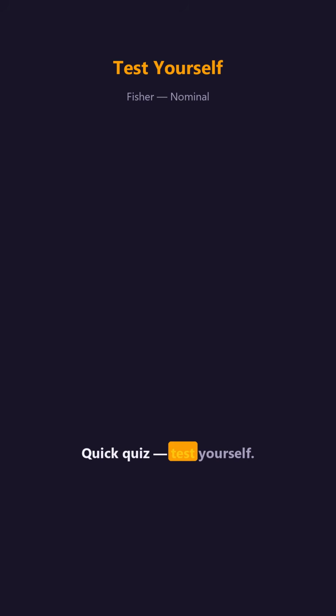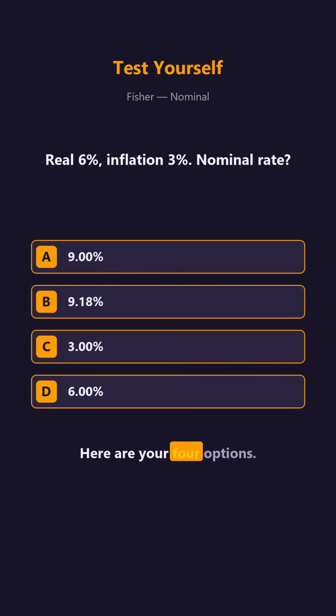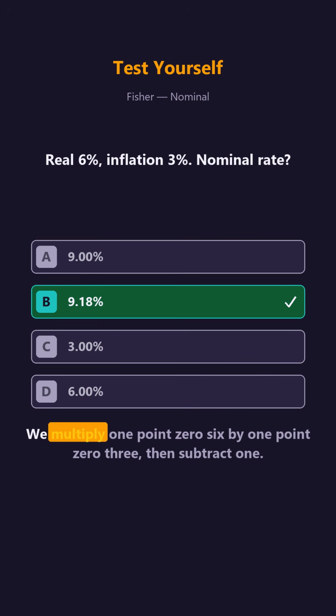Quick quiz, test yourself. If the real rate is 6% and inflation is 3%, what is the nominal rate? Here are your 4 options. Pause the video and solve it now. The correct answer is B, 9.18%. We multiply 1.06 by 1.03, then subtract 1.